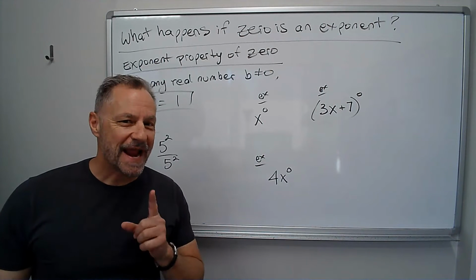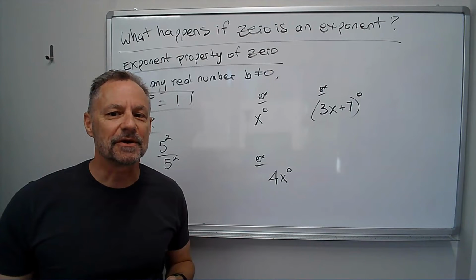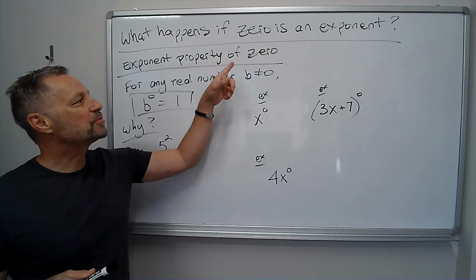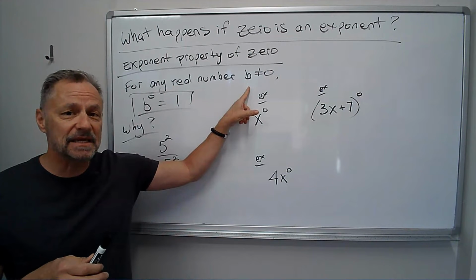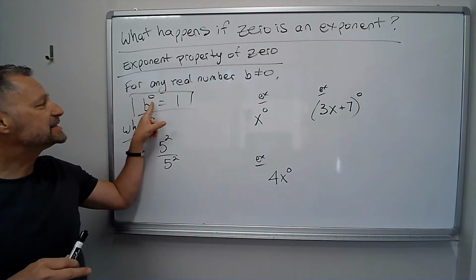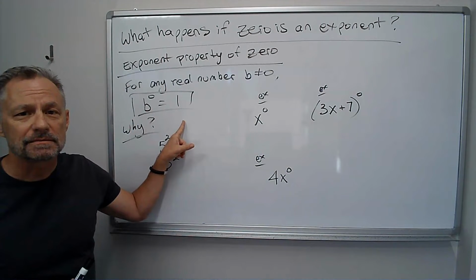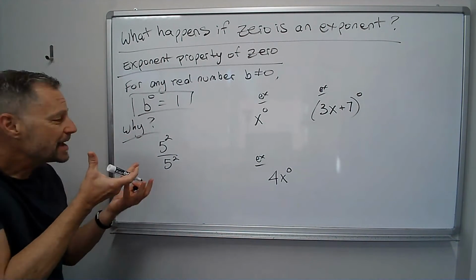Professor Monty. We're answering the question, what happens if the exponent is 0? All right, so the exponent property of 0 essentially says this: for any real number b not equal to 0, the base can't be 0, b to the 0 power is always just equal to 1. You may say, well, why is that the case? Let me show you why that's the case by an example.